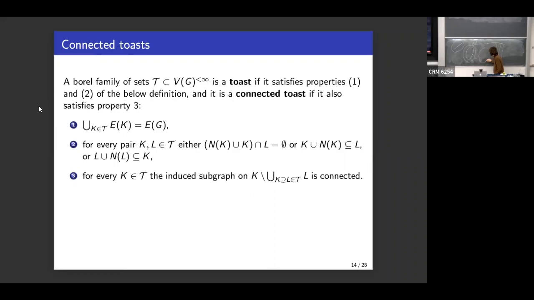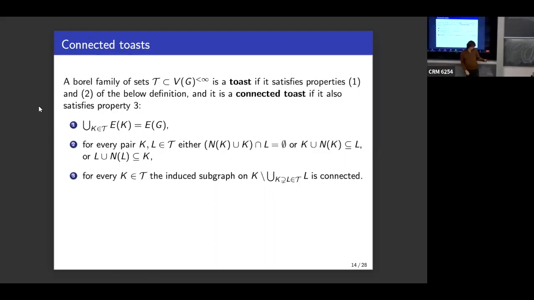The final property, the additional property of connectedness, says that if I give you a big piece of toast and a bunch of tiny little pieces of toast, then once I throw out these small pieces, everything else needs to still be connected. So if I have two points that live in this big piece of toast, I need to be able to find some path between them that avoids the little pieces. This is exactly what these three properties say.